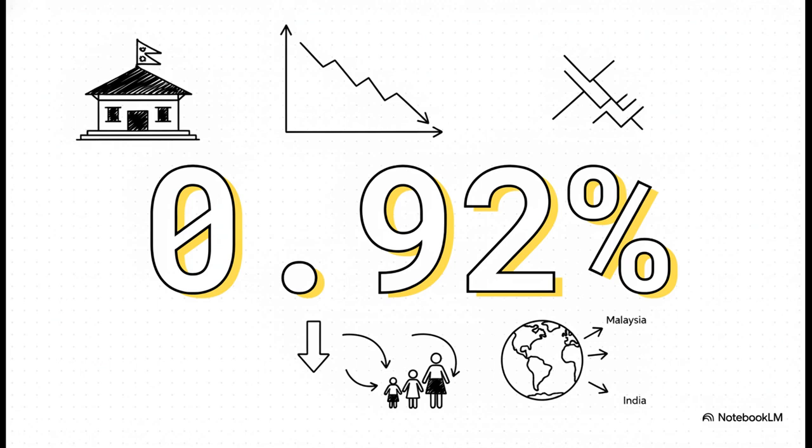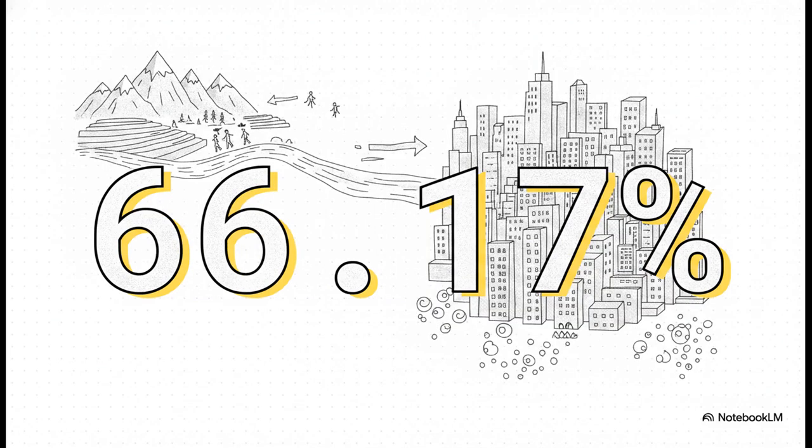This decelerating demographic expansion is being driven primarily by 2 major factors. First, a declining total fertility rate, which has fallen to 1.85, and second, sustained outbound labor migration to destinations like the Gulf countries, Malaysia, and India. Alongside this slowing overall growth, we're witnessing a massive spatial shift in where Nepalis actually live. Urban density has reached an astonishing 66.17%. Rural populations in the hills and mountains are heavily migrating down toward the Terai Plains and major urban centers.